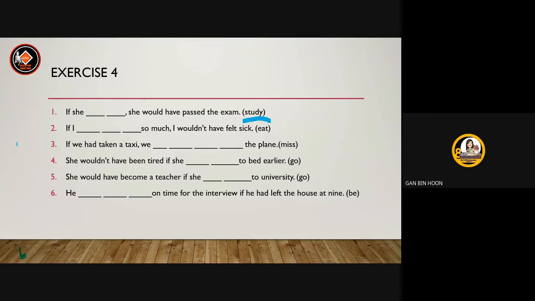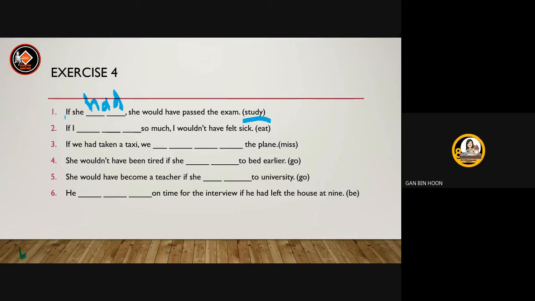Okay, so who wants to answer number 1? If she dash dash, she would have passed the exam. So the given word is study. So what's the If answer? Have study. I drink some water first, okay? Answer will be had studied. Good. Okay, here will be if she, I write bigger here, if she had, okay?